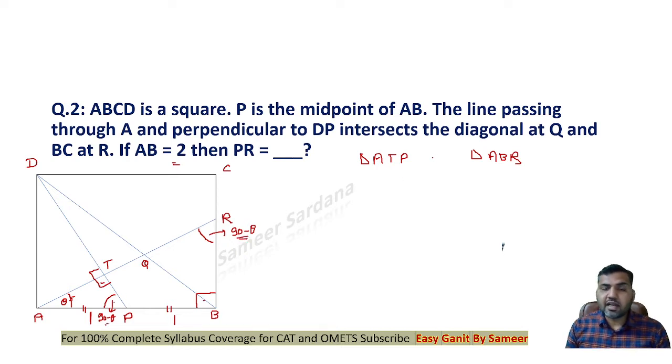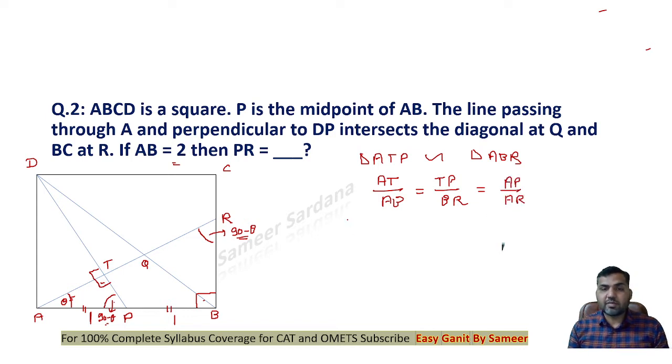You can clearly see that triangle ATP is similar to ABR, right? ATP is similar to ABR. So can I say that if these two triangles are similar, then the ratio of AT and AB will be the same as TP upon BR, which will be the same as AP upon AR. All these sides will be in the same ratio.